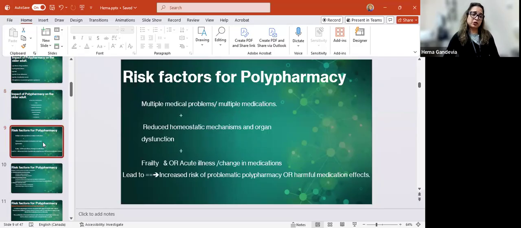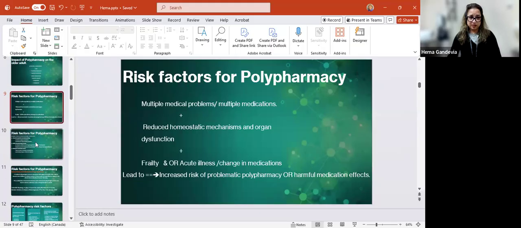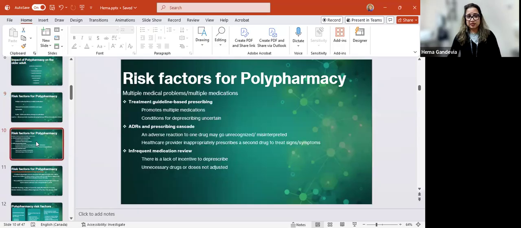What could be the risk factors for polypharmacy when you're looking at a patient and a patient profile? So the patient could have multiple medical problems and as a result get multiple medications. Plus, because of their aging bodies, they have reduced homeostatic mechanisms and organ dysfunctions, in addition to being frail or acute illness or changes in medication, which all contribute to increased risk of problematic polypharmacy or harmful medication issues that can come up. And it is detrimental for the patient's well-being to be facing these side effects.